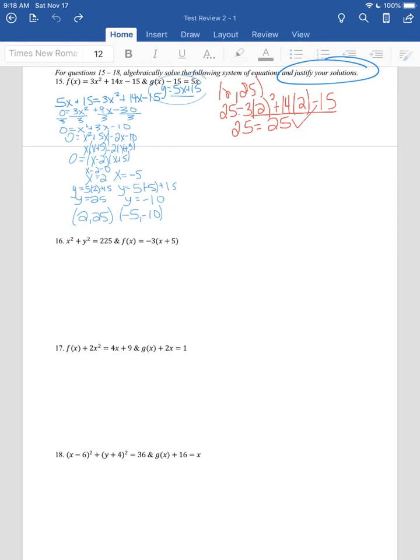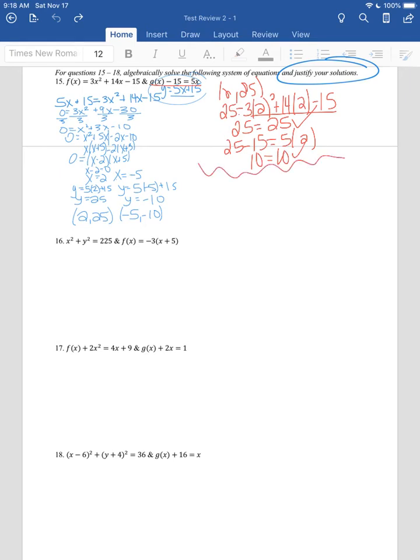So now I have to do the other one. y minus 15 equals 5x. I'm doing the originals. So y minus 15 equals 5 times x. Here this gives me 10 equals 10. That's another good one. So 2 checks.